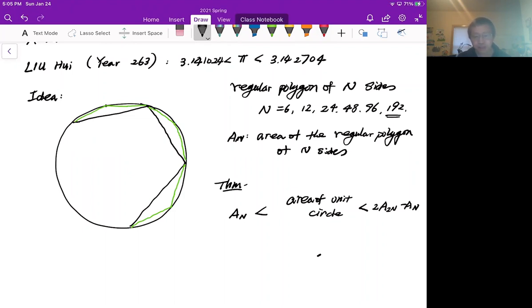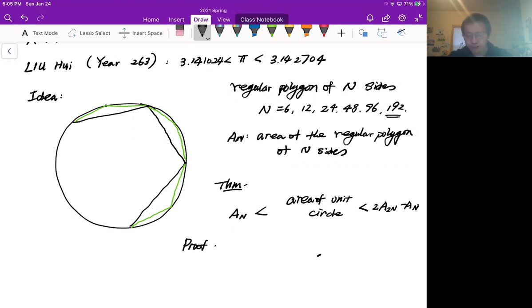And then how do you get the upper bound, right? The lower bound is easy. Everyone knows that, the lower bound, because the circle is bigger than the regular polygon. But how can you get an upper bound here, right? That's the tricky thing. So here I'm going to show you what happened here. All right, so here's the proof.